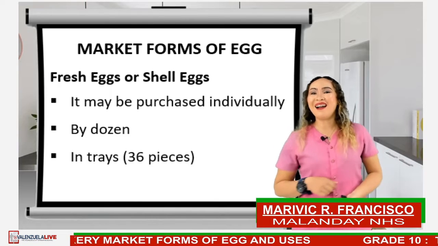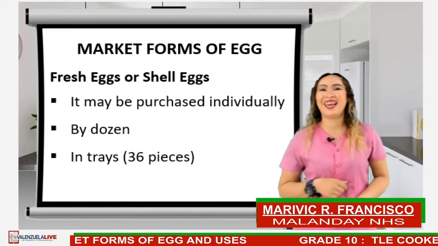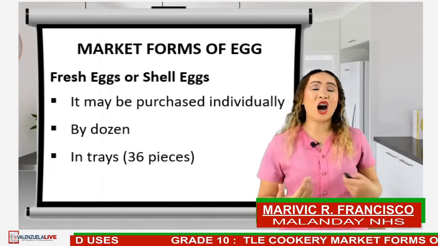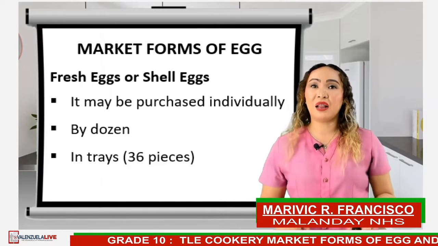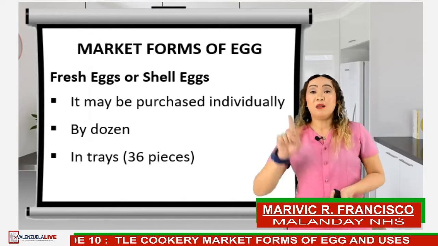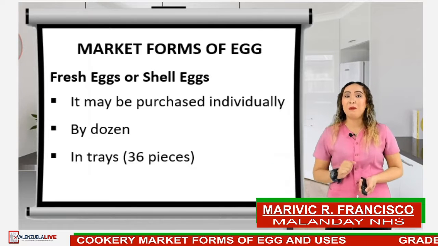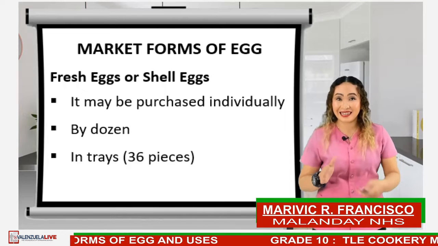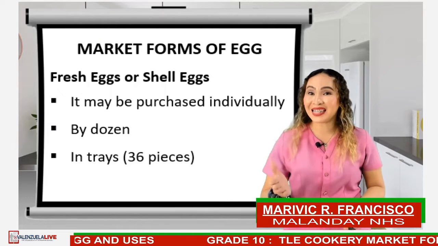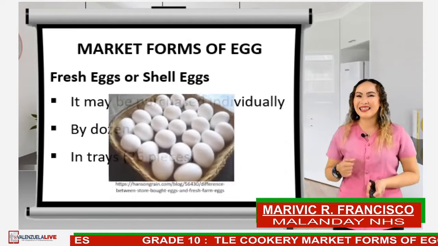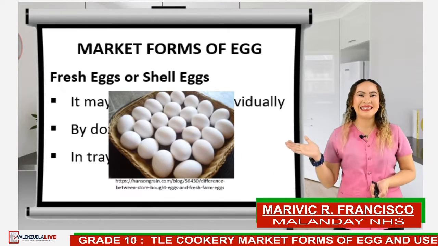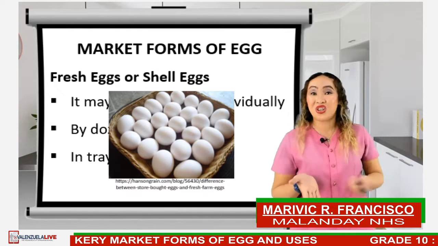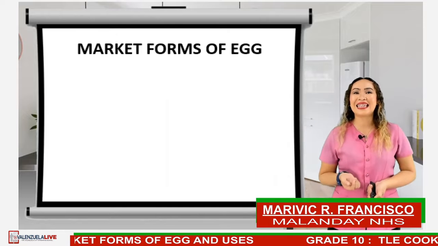First, we have the fresh eggs. Yes, all right. So, what are the characteristics of a fresh egg or shell eggs? One, it may be purchased individually or by a dozen or in trays by 36 pieces. Look at the illustration. Alright, so this shows a sample of fresh eggs or shell eggs.